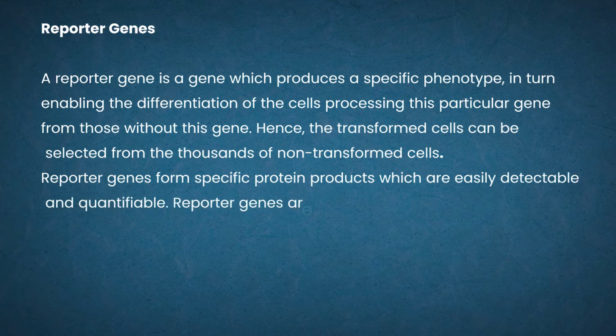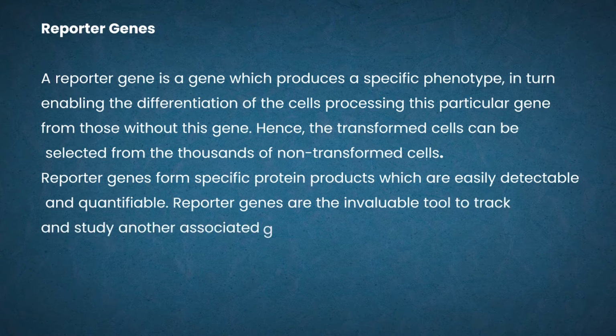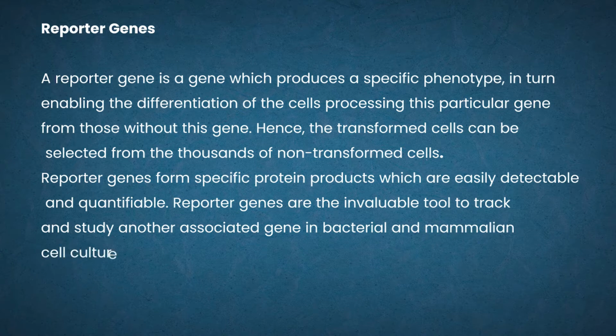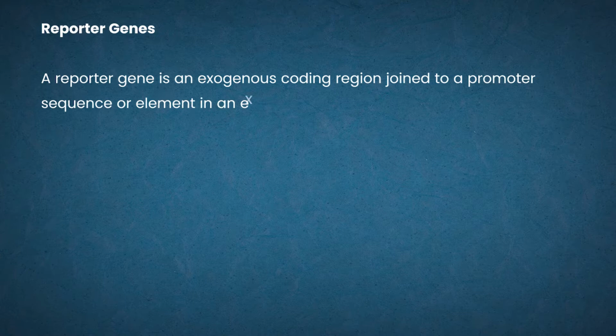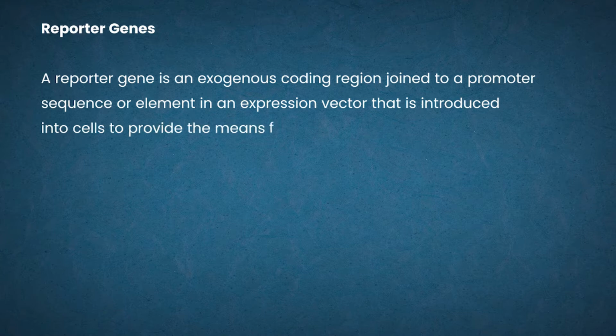Reporter genes are invaluable tools to track and to study another associated gene in bacteria, in mammalian cell culture, or in animals or plants. A reporter gene is an exogenous coding region joined to a promoter sequence or element in an expression vector that is introduced into the cells to provide the means of measuring the promoter activity, basically the transcription, that is RNA synthesis, and then protein synthesis.